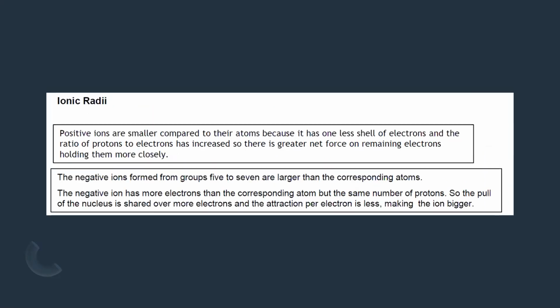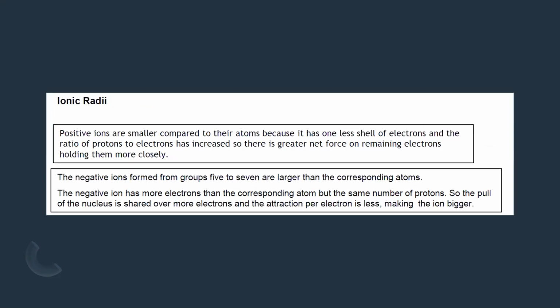Ionic radii, as we discussed: the positive ionic radii is smaller as compared to that of the neutral atom because they lose electrons. So they have more protons relative to electrons, greater nuclear attraction. That's why the size decreases. The positive ion is smaller as compared to the atom.